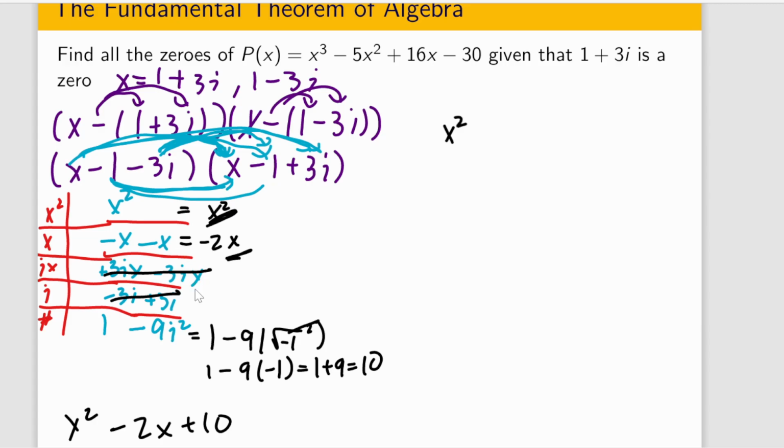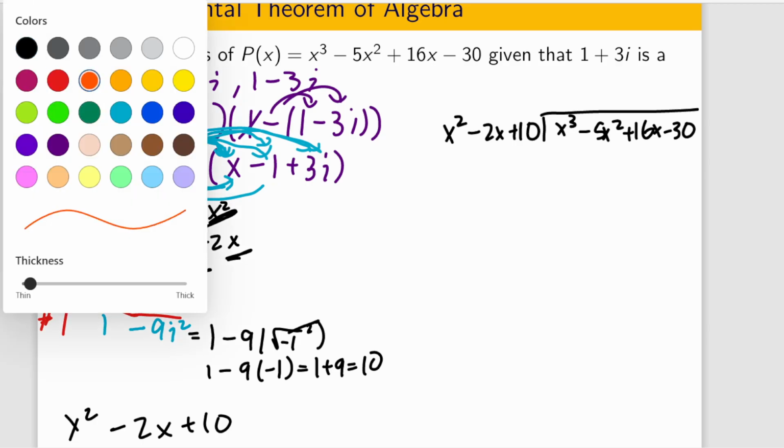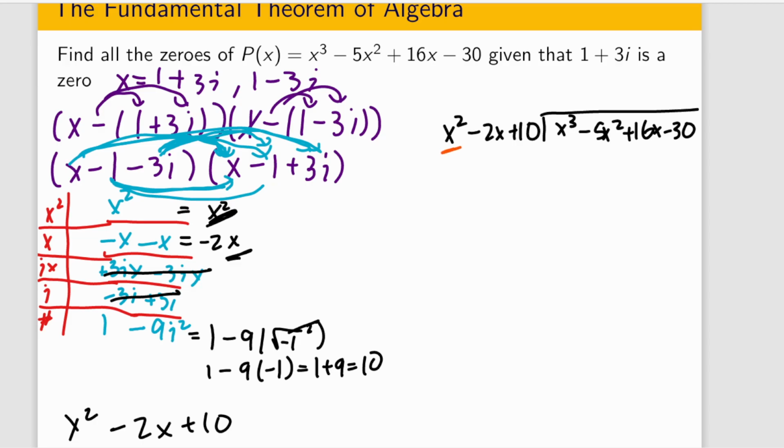Now I want to divide by exactly what I just found. My original polynomial was x cubed minus 5x squared plus 16x minus 30. Now I want to actually start doing this division. So I ask myself, x squared goes into x cubed how many times? Well, x cubed divided by x squared is just x. So I do x times x squared minus 2x plus 10.